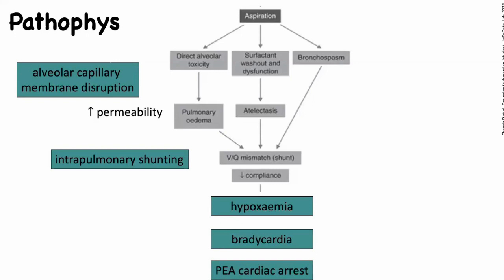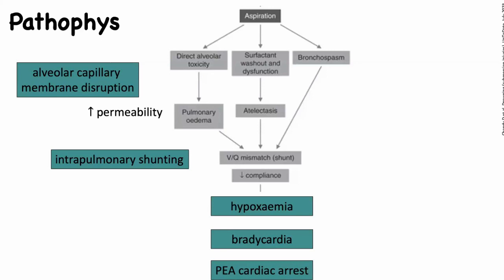So what happens? The fluid now goes into the lungs. The surfactant is washed out, and this can cause significant atelectasis. And now the surface tension in the lungs decreases as we no longer have that surfactant. The fluid then actually goes and destroys the alveolar capillary membrane. There's increased permeability, and there's leakage across the membrane. This causes significant pulmonary edema. The fluid hitting the lungs can cause bronchospasm, much like hitting the upper airway can cause a laryngospasm.